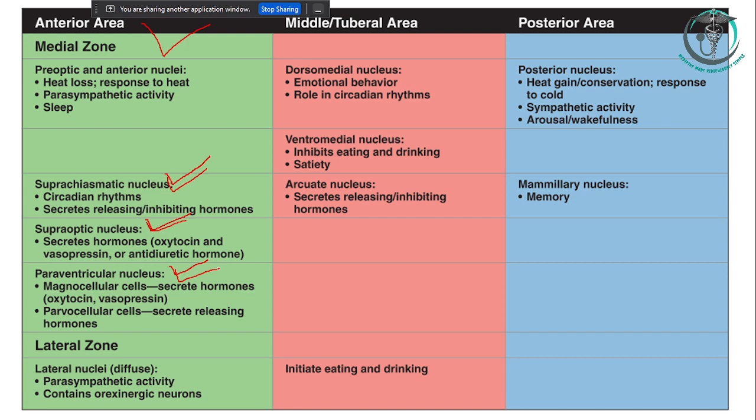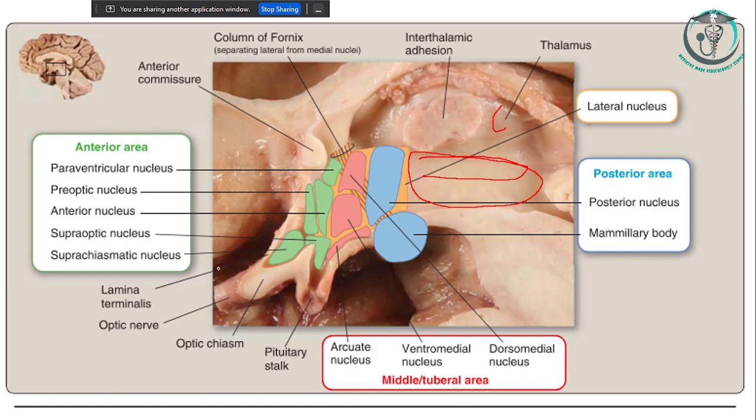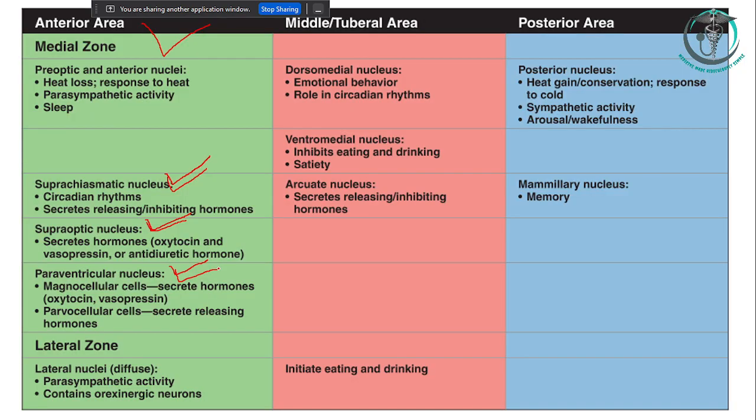It's okay. So I want you to know that the suprachiasmatic nuclei, the supraoptic nucleus, and the paraventricular nucleus are all found on the anterior area of the hypothalamus. It's very important because we start talking about the hormones later on. Then for the middle tuberal area, the only thing I would want you to memorize is just this and possibly this. Okay, and then the posterior area, it's okay if you don't memorize anything. Just knowing that there's a posterior area without knowing what is found in there, it's okay, as you are preparing for the exam.